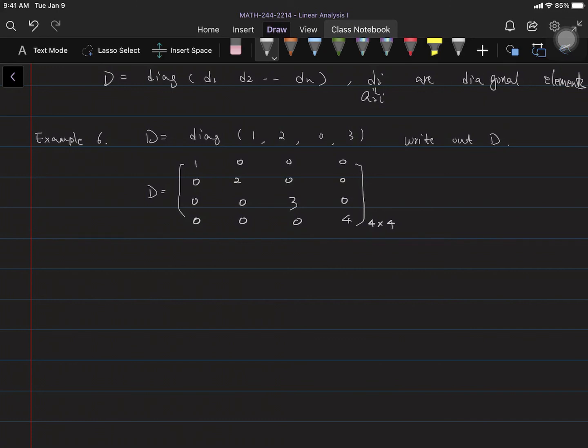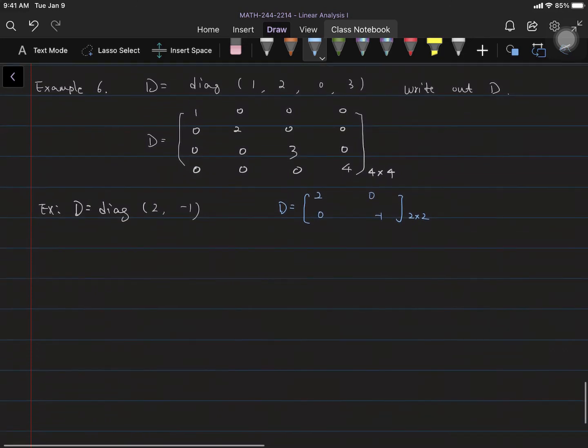You can also write a 2 by 2 with diag. Let's write this matrix, which is diag(2, -1). Try. So D equals what? This is 2 by 2: 2, -1 on the diagonal, and zeros elsewhere. Right? Pretty easy.